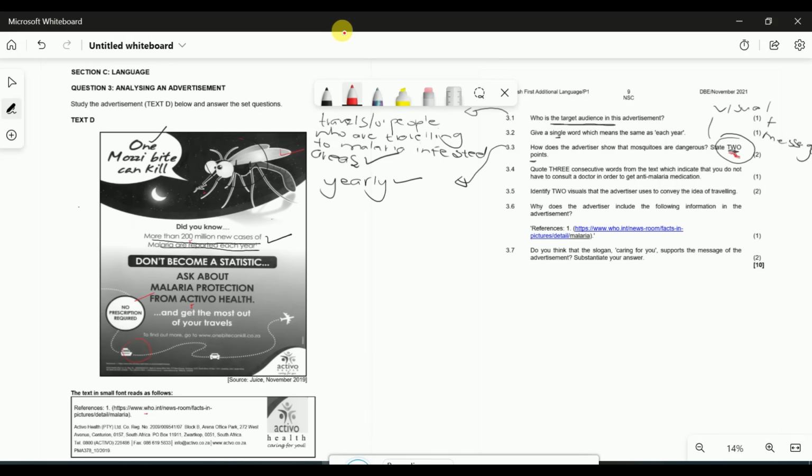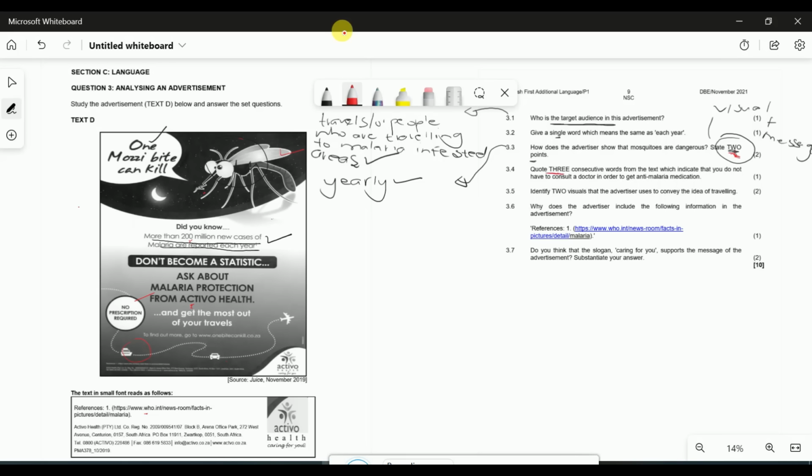So whenever examiners are looking for 2 facts or 2 points to answer one question, it means that you are not only limited to the message. Broaden the scope to say, okay, for the first point where I'm going to collect the first mark, I'm going to speak about the message. The second one, therefore, I'll speak about what? The picture.